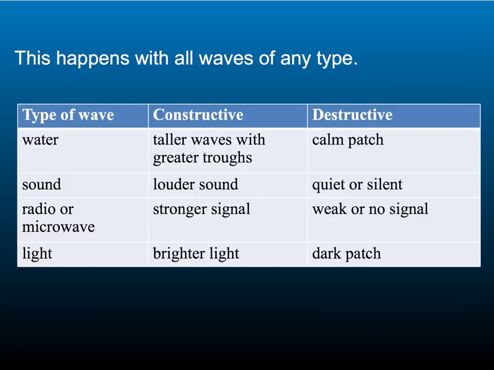This effect happens with all types of wave, not just water waves. Interference happens with sound waves, radio waves, microwaves, and even light waves. When two waves reinforce each other, you get a louder sound, stronger radio or microwave signal, or a brighter area of light. If the waves cancel out, then the reverse happens. You get a darker region, a weaker signal, or a quieter sound. If the cancellation is perfect, it will be silent.